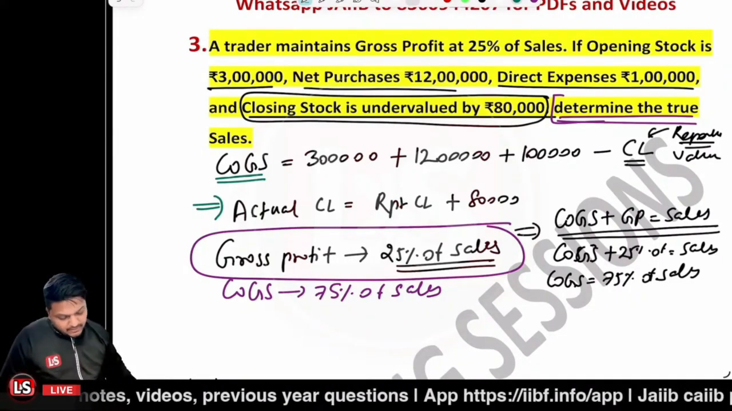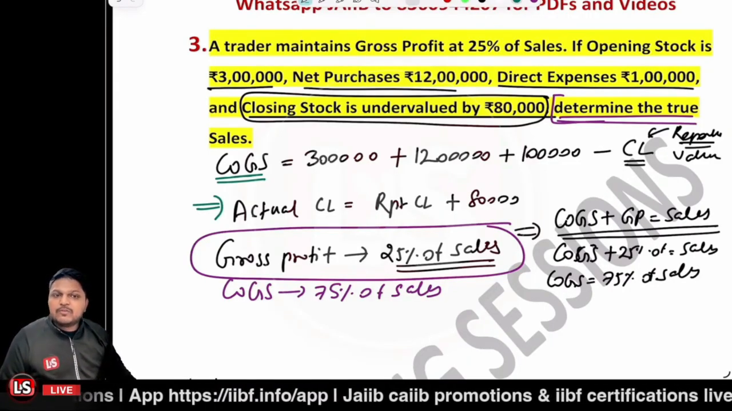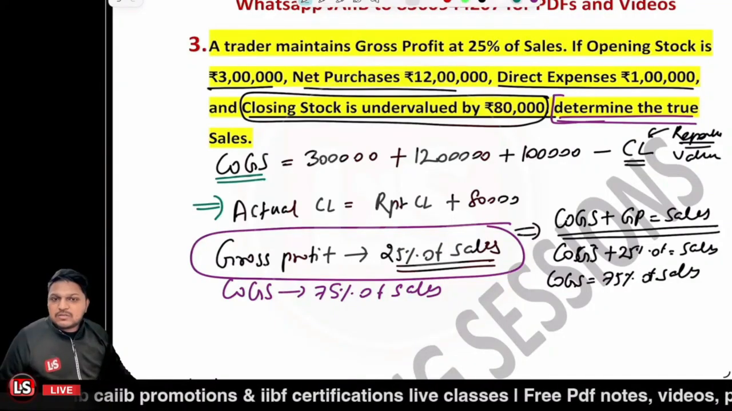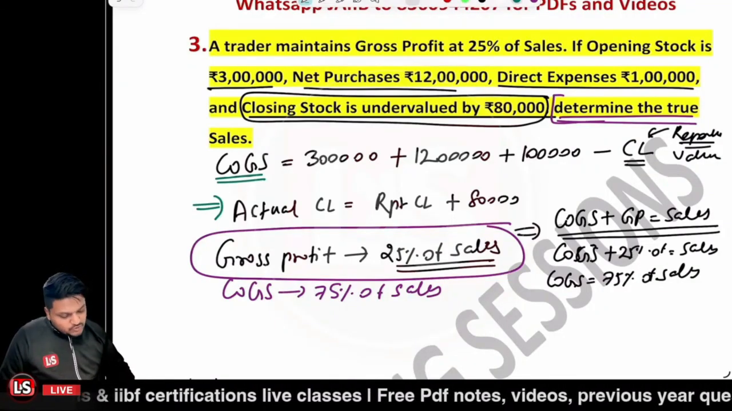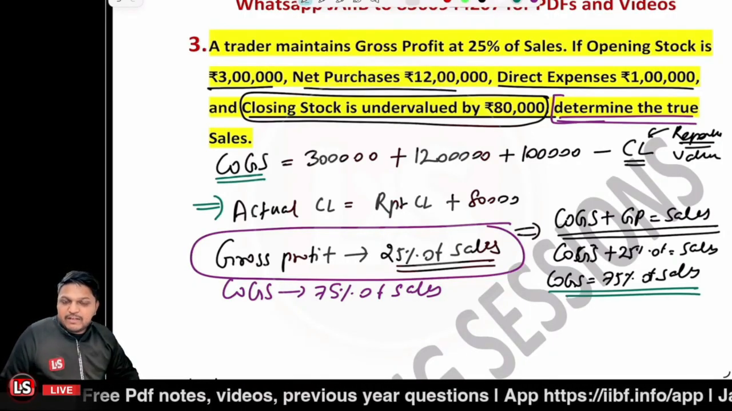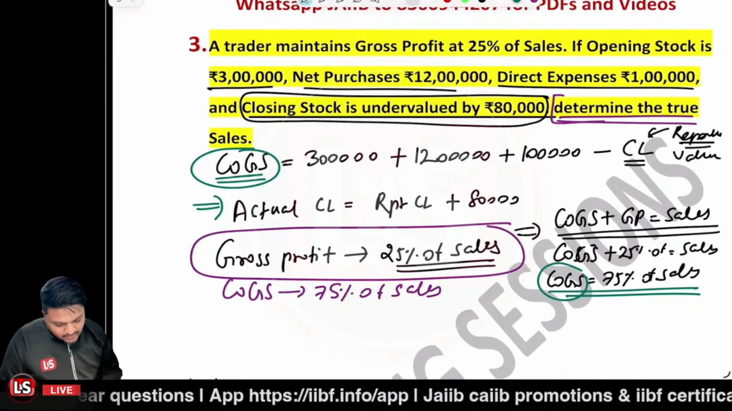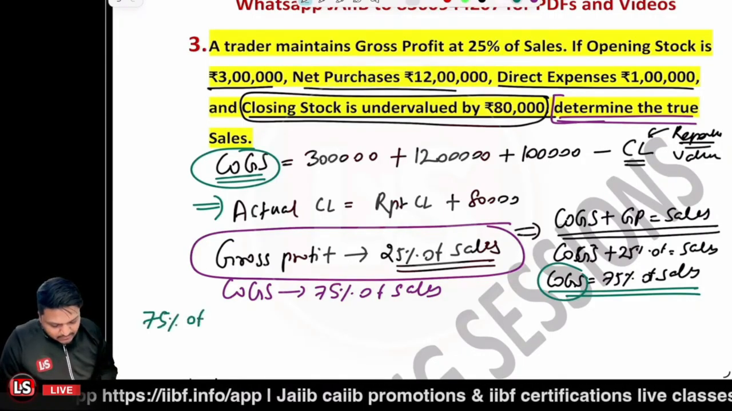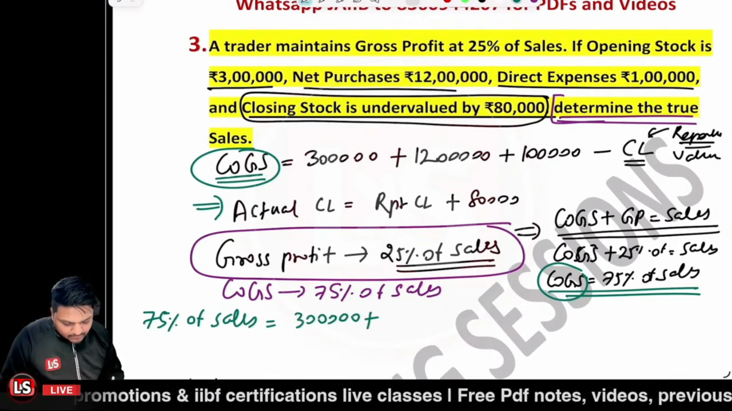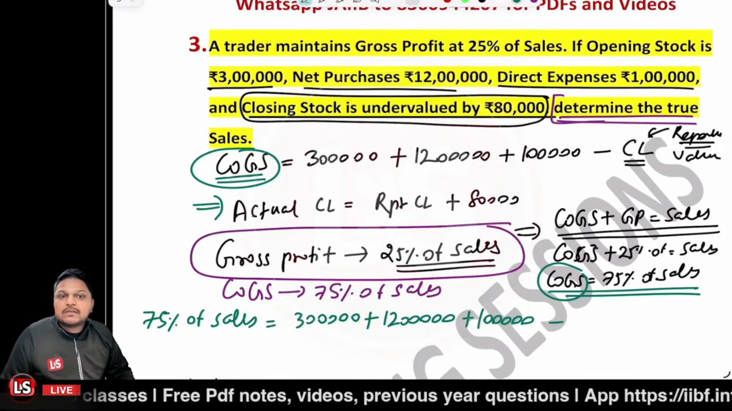Okay, so we basically rearranged everything. I just told you that COGS is equal to 75% of the sales. Now the sales would be equal to your opening stock plus purchases plus direct expenses plus gross profit minus the closing stock, right? So cost of goods sold is simply equal to 75% of the sales. Or simply, if we equate these two values, it means 75% of sales is equal to 3 lakh plus 12 lakh plus 1 lakh minus closing stock.